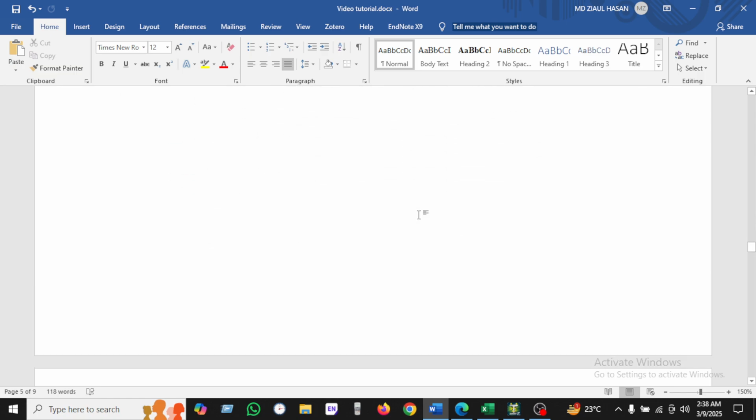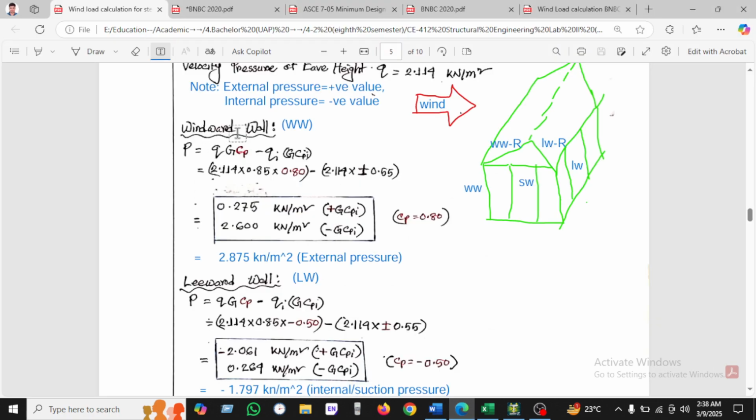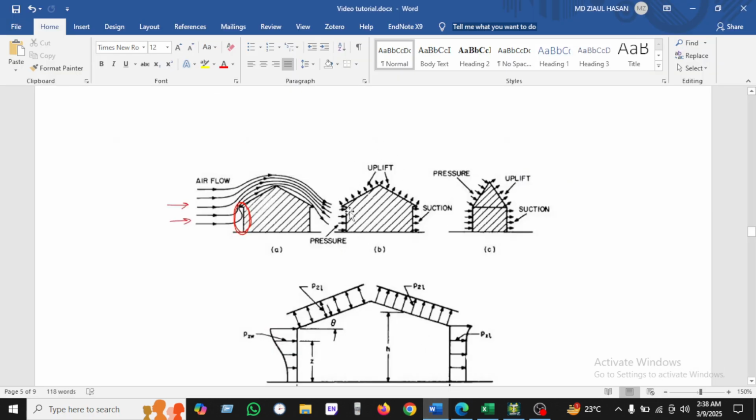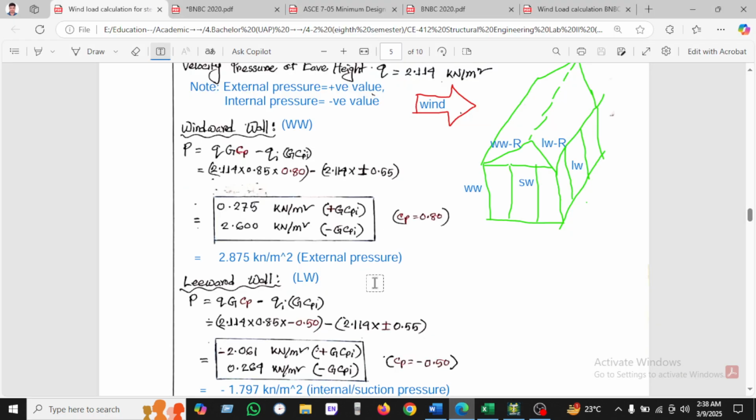I'm just showing it again and again. So this portion will be windward. So we'll see the windward load. I will calculate the windward load. Using this formula we found 2.875.